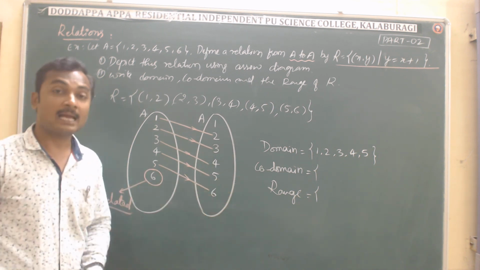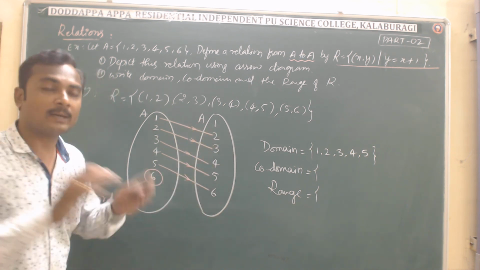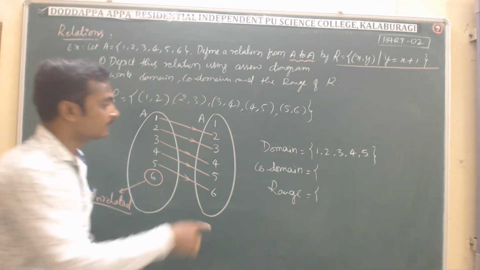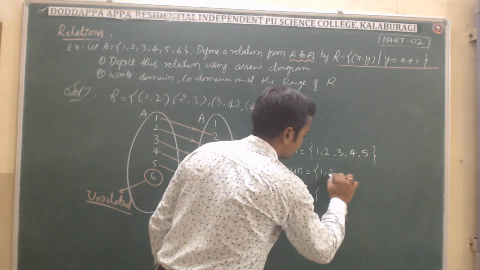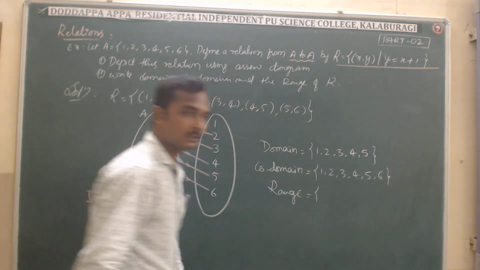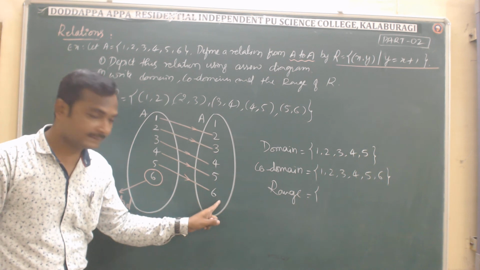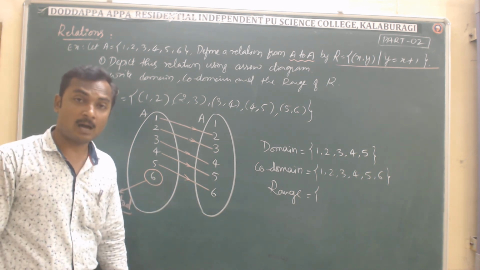Next, the codomain. As I told you, the entire second set, whether the element is related or not related, is the codomain. The entire second set, whether the elements are related or not, all are the codomain.